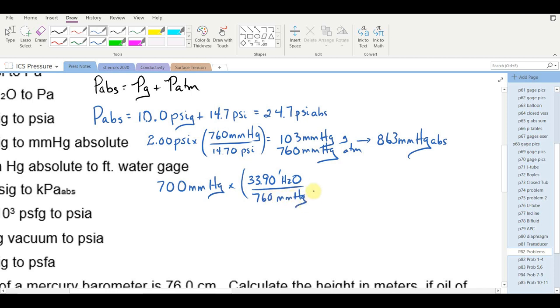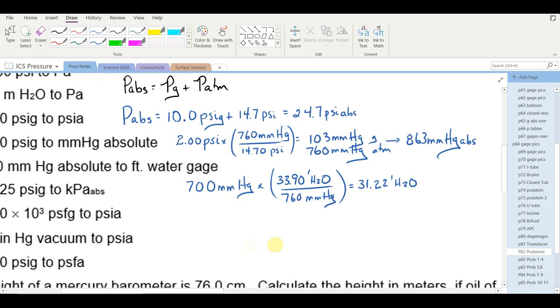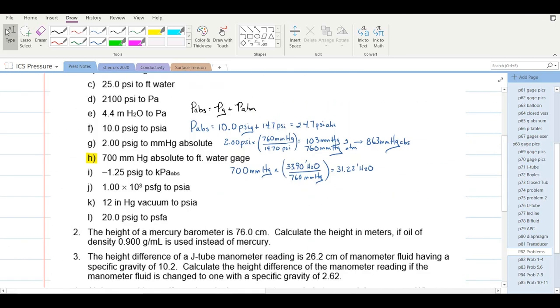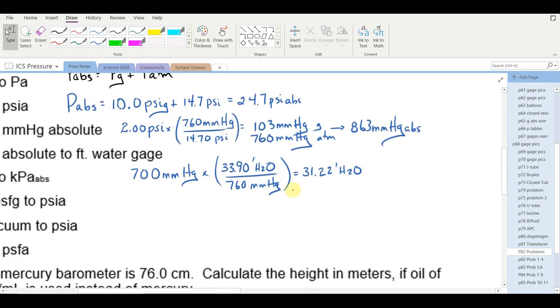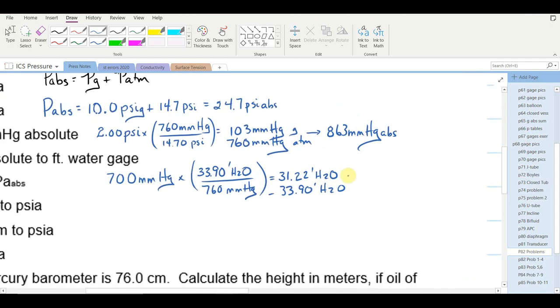That's equal to 31.22 feet of water, and that is absolute. So if you subtract atmospheric, you'll get gauge pressure. So if I subtract 33.90 feet of water, this is absolute, minus atmospheric, we'll get gauge.